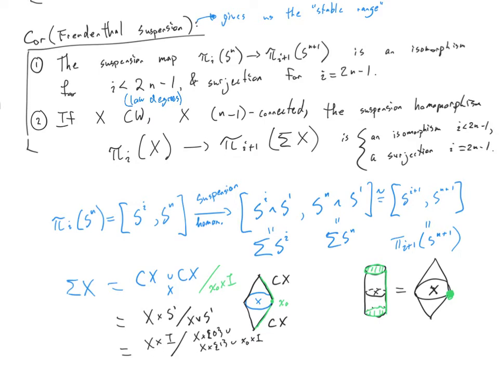You get that the suspension homomorphism for X, which is defined the same way, just I need to replace this with, well, nothing, that stays outside, but this becomes X. And so the suspension map of X is an isomorphism in the same range, i less than 2n-1, and a surjection in degree 2n-1. So let's prove Freudenthal suspension assuming excision.